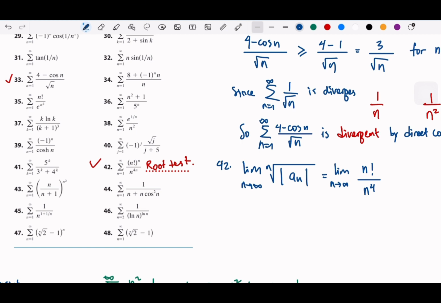You can answer this using your logical argument. What do you think? Do you have factorials? Yeah, power 4. Without any calculation, what do you think? Factorial is much higher. Yes, something like that. So you can see the arguments, right? So it should be going to infinity, which means it should be divergent.